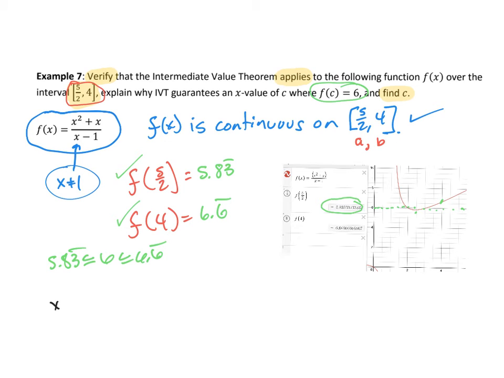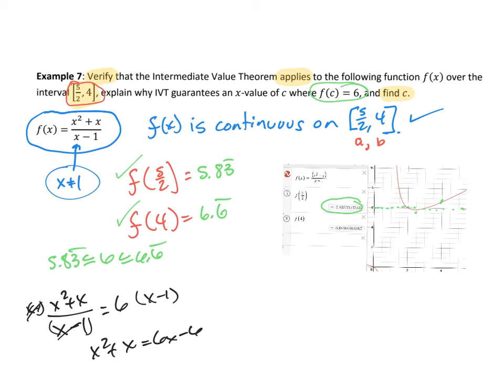We're going to have (x squared plus x) over (x minus 1) equals 6. Since x does not equal 1 because we're not on that interval, we can multiply both sides by x minus 1 and cancel these out. And this is going to be a quadratic.